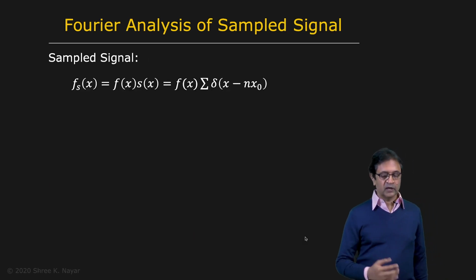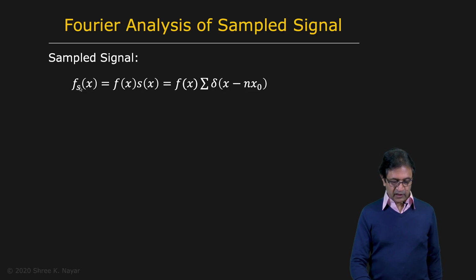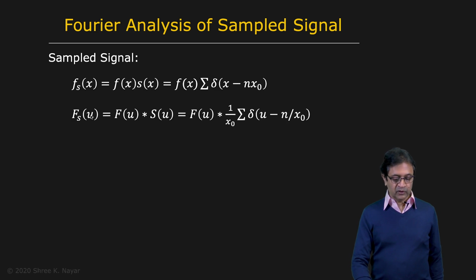So now let's take a look at what happens when you sample a continuous signal in Fourier domain, in frequency domain. So you have fs equal to f times s. That's a multiplication here, which is f times the impulse train. In Fourier domain, you have Fs of u equal to F of u convolved with S of u. Because we know that multiplication in spatial domain is equivalent to convolution in Fourier domain. So you have F convolved with this Shah function or the impulse train right here.